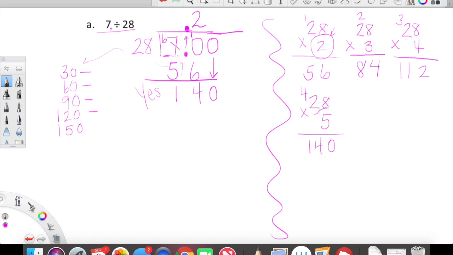Hot dog! I'm so happy that I went a little extra there because I think a lot of you are saying 28 times 5 is 140. So when we bring that down, we won't have a difference. So we're almost to the end. Woohoo! So this 5 is going to go above the 0 in the hundredths place value.